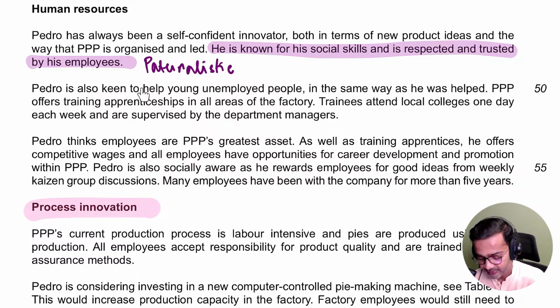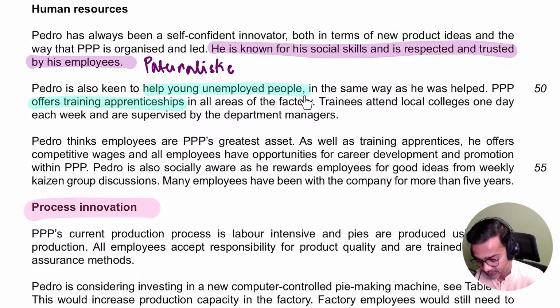Now, Pedro is keen on helping young unemployed people in the same way as he was helped. And that's very nice. Pedro, good on you. So clearly he has a social angle to the things that he's doing. PPP offers training apprenticeships in all areas of the factory. So they offer training that is good. It attracts the best workers. It also makes them sharper, better, more efficient.